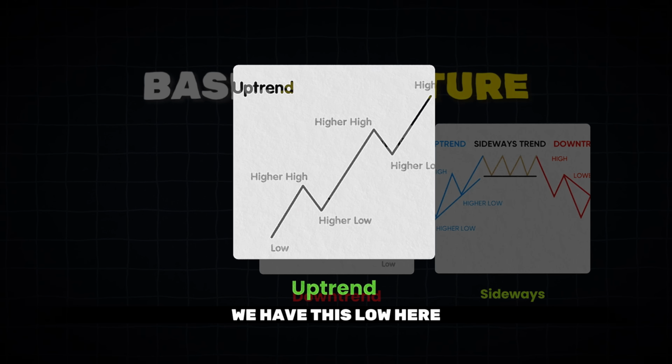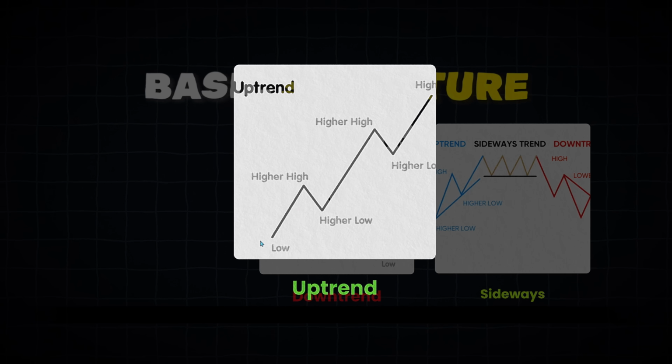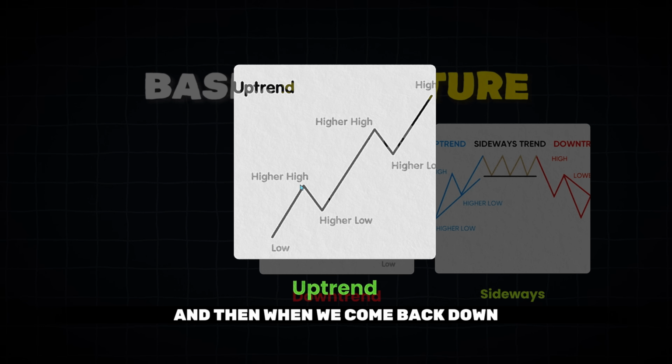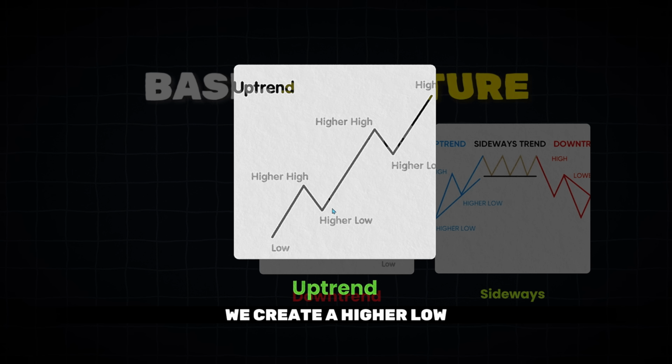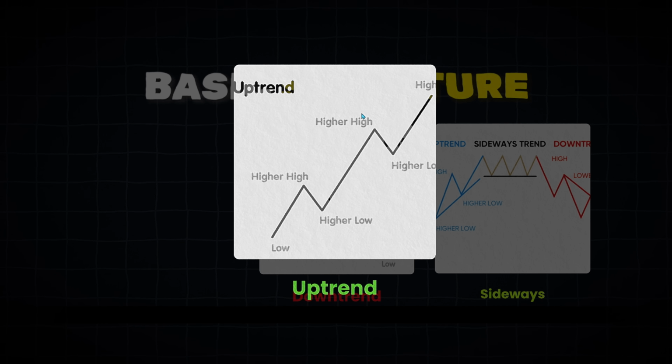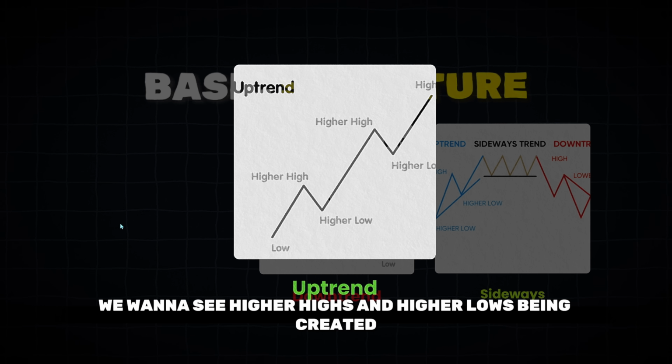For an uptrend, we have this low here. We create a higher high, and then when we come back down, we create a higher low. Then we keep moving up. This is once again a higher high, a higher low, and a higher high. To continue within the uptrend, we want to see higher highs and higher lows being created.